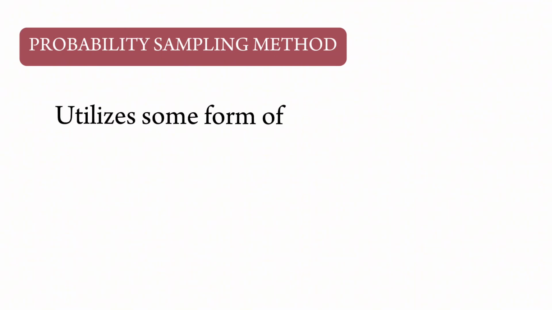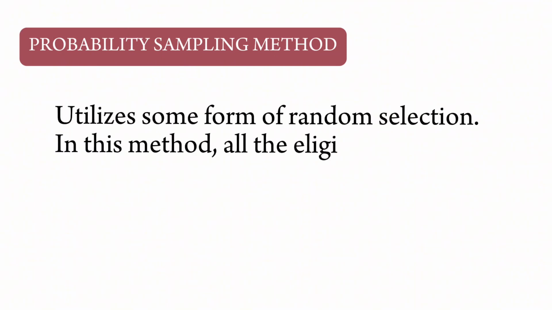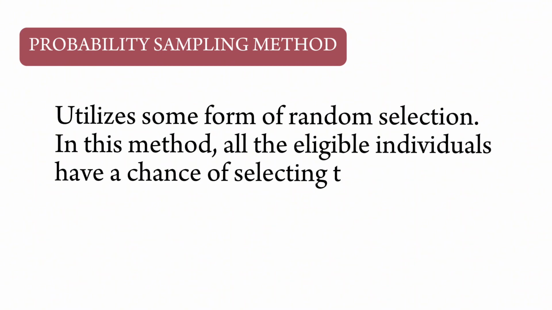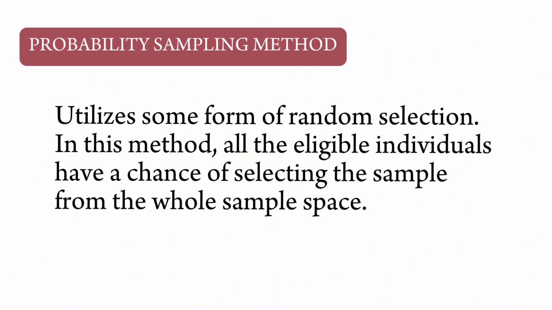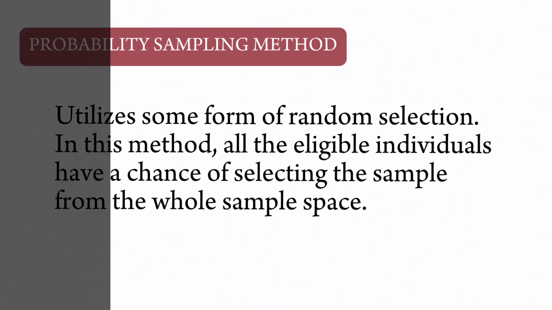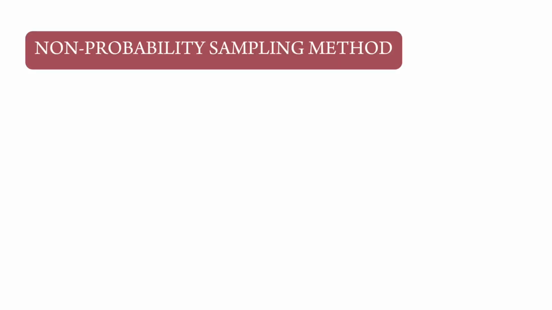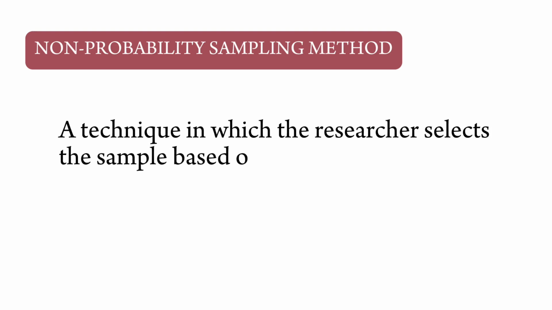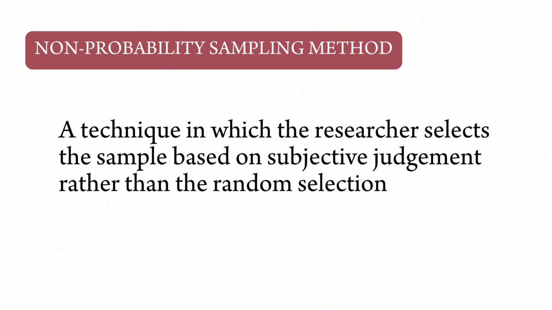The probability sampling method utilizes some form of random selection. In this method, all the eligible individuals have a chance of being selected as the sample from the whole sample space. On the other hand, non-probability sampling method is a technique in which the researcher selects the sample based on subjective judgment rather than random selection. Let us now discuss the types of probability sampling and non-probability sampling.